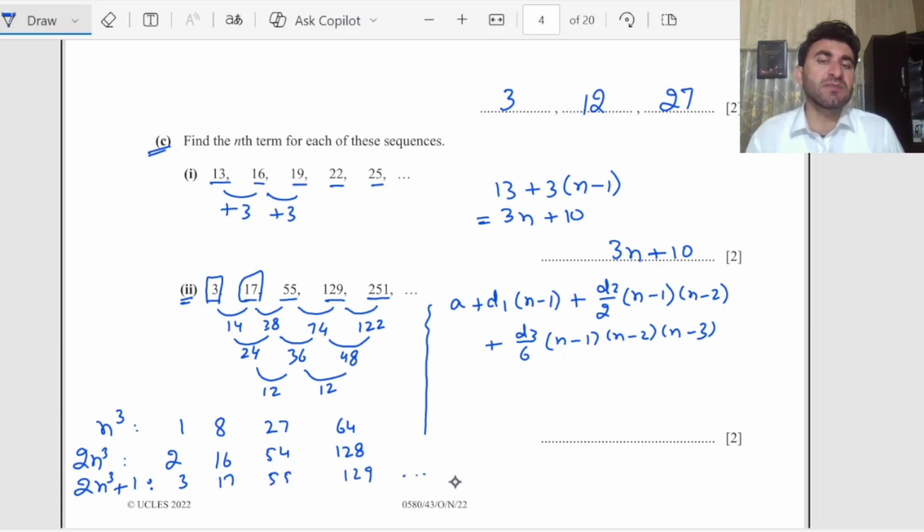And this is the same sequence we needed the nth term for. So the nth term of this sequence is 2n cube plus 1. So we can figure it out with the help of investigation, but it is a tricky one. In order to find it with the help of the formula, we will just replace the values of a, d1, d2, and d3, and there is a lot of simplification definitely.